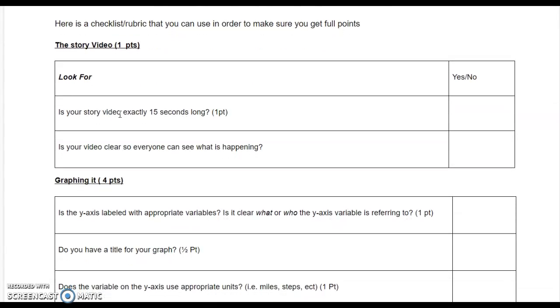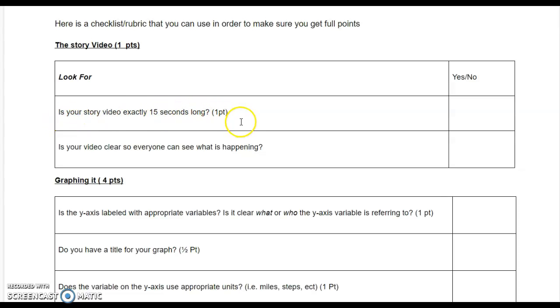Here's the checklist or rubric that you can use in order to make sure you got all the full points. Obviously here, yes and no. You don't have to fill this out. You can just mentally check it off yourself. Do I have these things? This project is worth 15 points. The first set of points is going to be here. Is your story video exactly 15 seconds long?